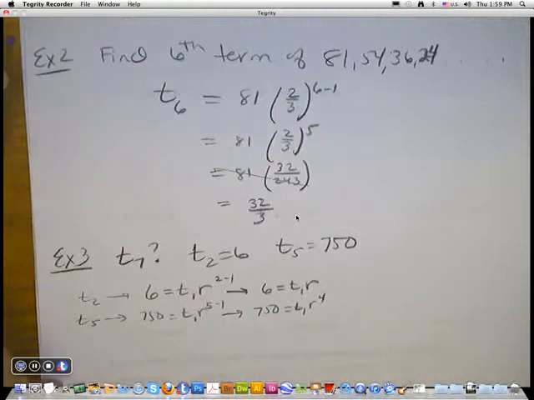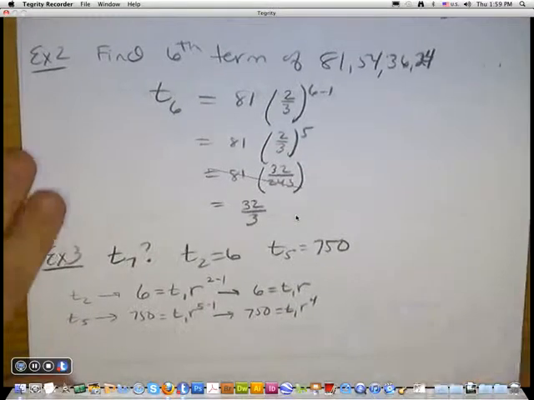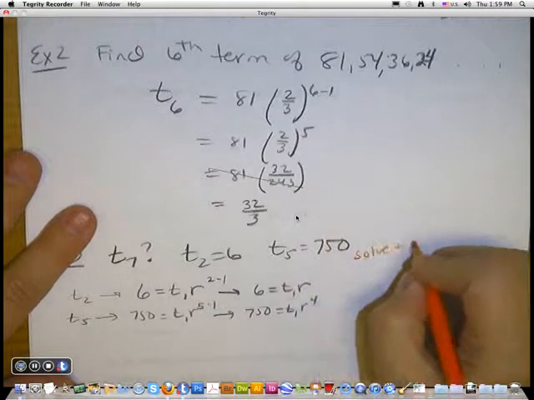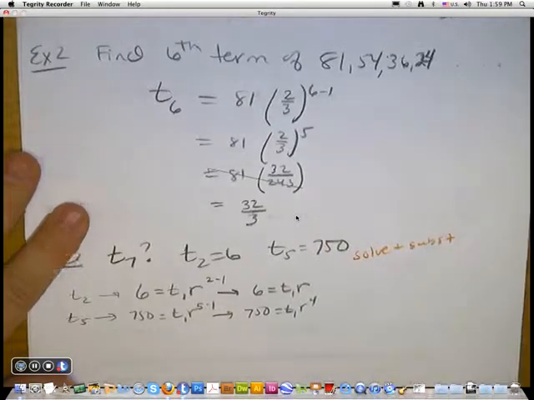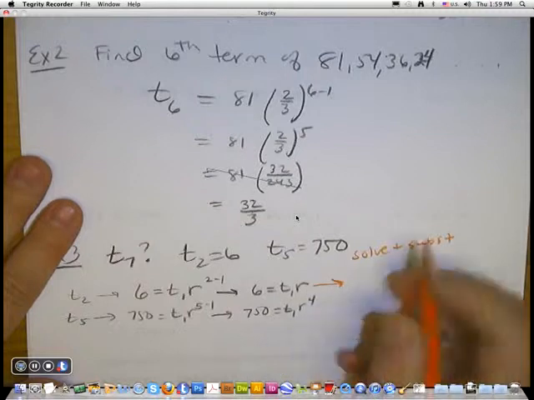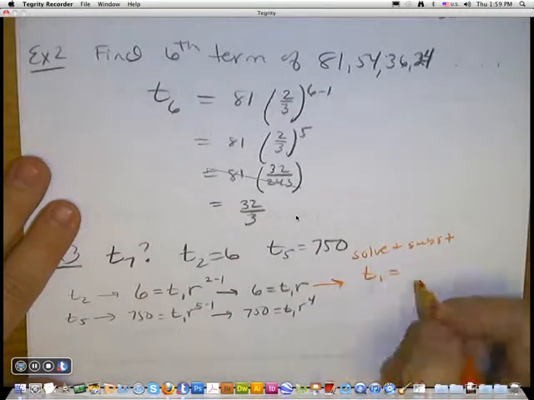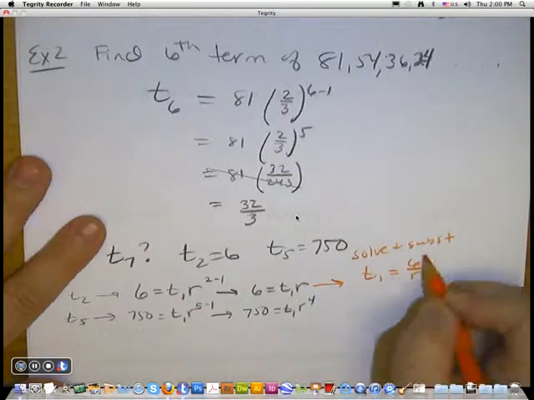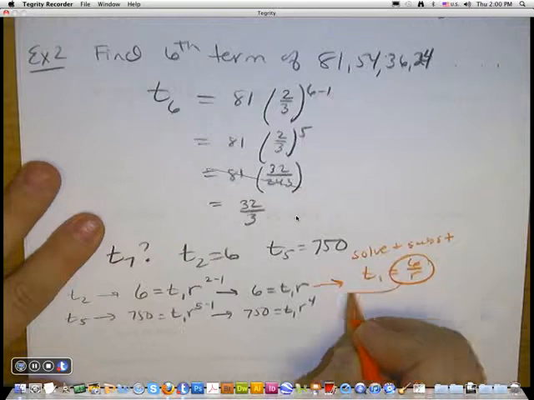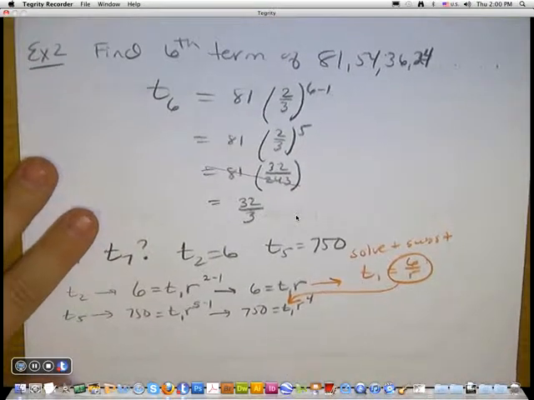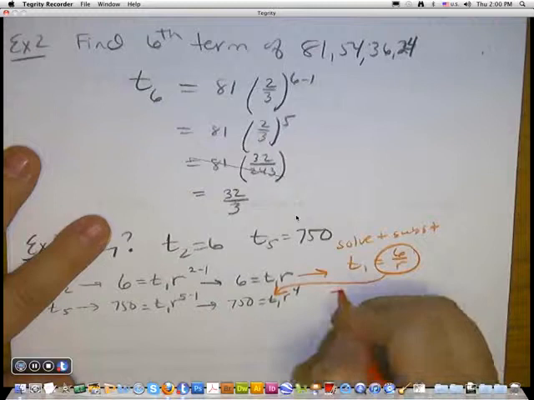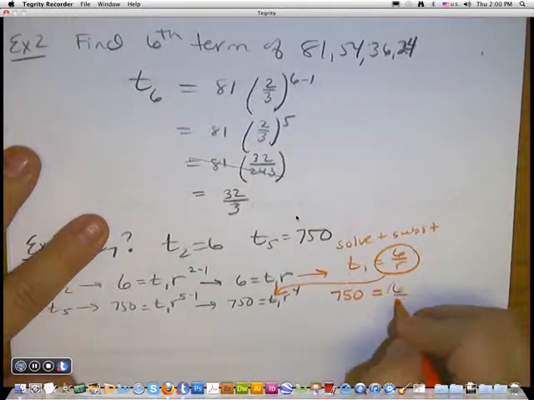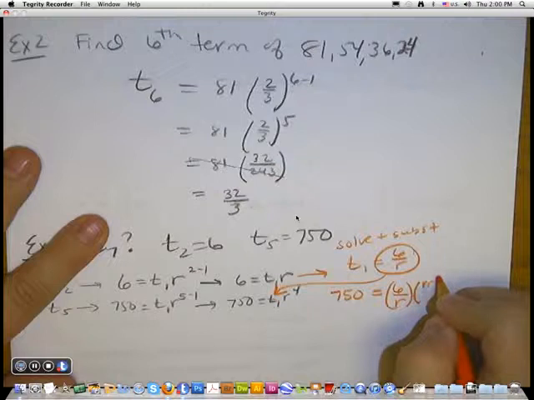All right, we don't get to solve these the same way we do in arithmetic because we don't have pluses and minuses. We don't eliminate. What has to happen when you have multiplication is you have to solve and substitute. And we're going to solve for T1. So T1 is going to be divided by R, so 6 over R. So we're going to solve for T1, and then we're going to substitute it into the second equation. So this becomes 750 equals 6 over R times R to the 4th.